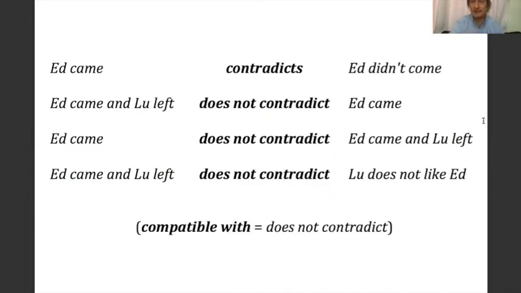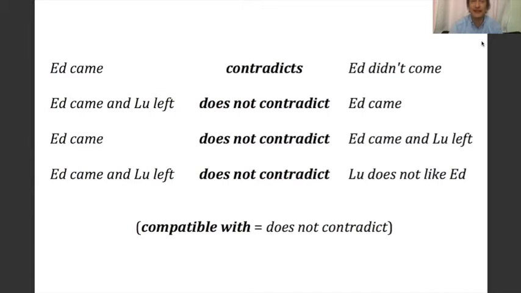When we look at contradiction, we get a slightly different pattern. "Ed came" does contradict "Ed did not come." It's not possible for both of those sentences to be true at the same time. "Ed came and Lou left" doesn't contradict "Ed came." We say that those two sentences are compatible. It's possible for them both to be true.